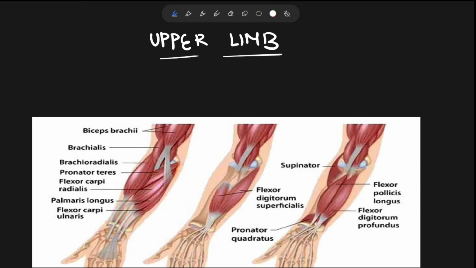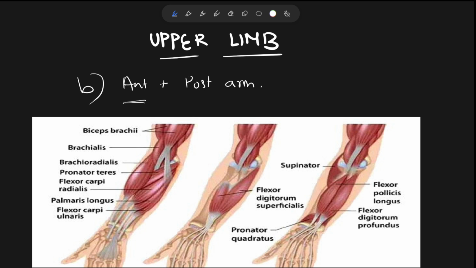Today, our topic is upper limb. This will be the second part of the upper limb. In the first part, we have done the arm, the anterior and posterior compartment of the arm. In this second part, we'll study the anterior and posterior compartment of the forearm. So first of all, we'll do the anterior compartment.